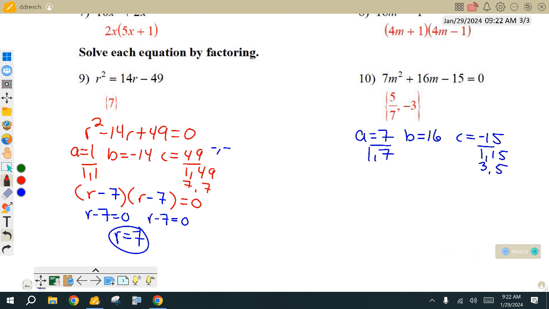Now after that, 7m and 1m, and then 1 of each, don't we? Gotta have 1 of each. It's a negative 15. The only way to get negative through multiplication is 1 of each. What is it? 1 and 15 or 3 and 5? You gotta get up to a 16.